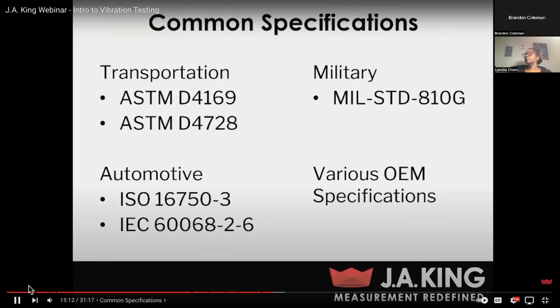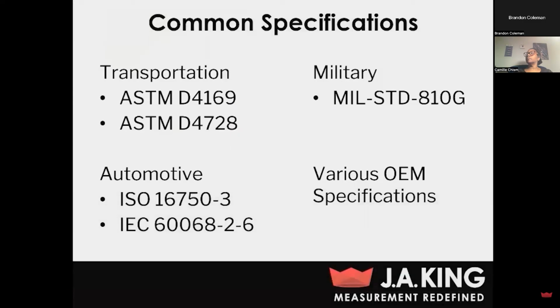That ISO specification is very useful. It's actually geared more towards automotive electronics, but it's oftentimes used for all types of automotive components other than electronic components. I also pointed out an IEC specification. It's a great spec. It provides a lot of good guidelines for vibration testing, but it's important to note that it's more of a guideline specification rather than providing actual test parameters.